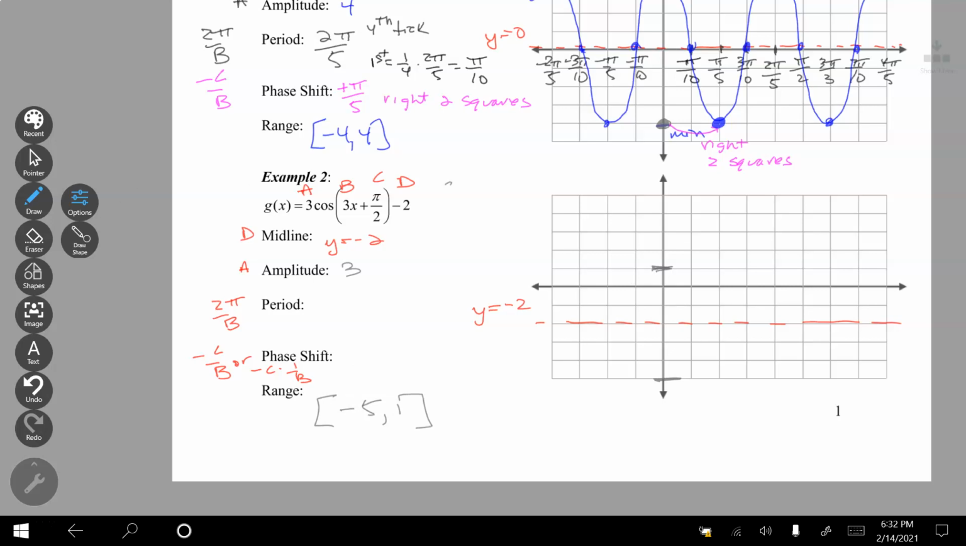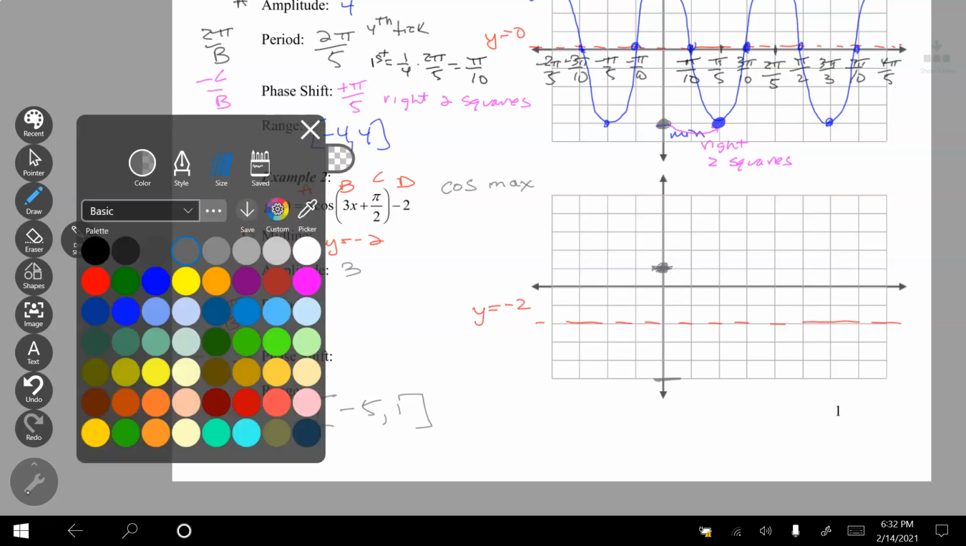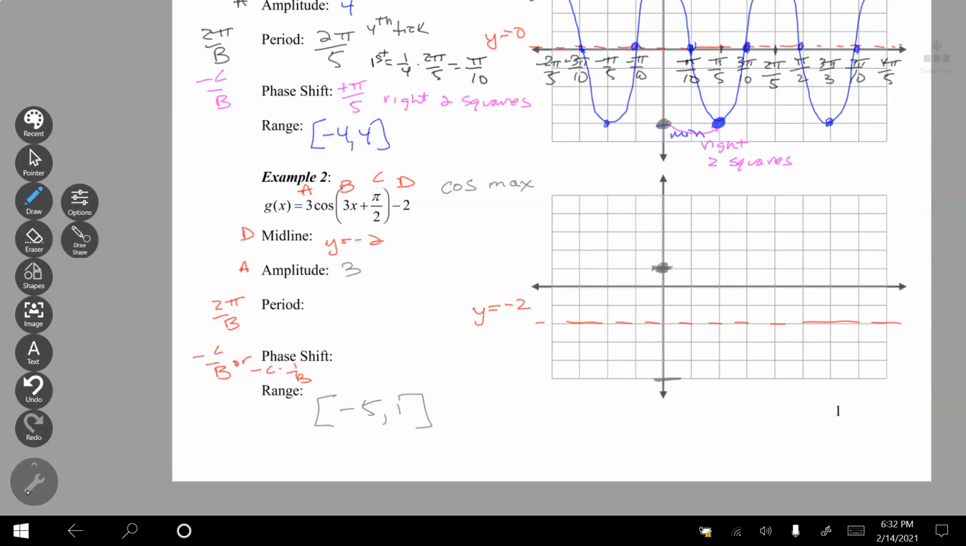This is a cosine graph, a positive cosine graph, so I'm going to start at the max this time. So my first dot, which I'm going to put here in gray, should be right here on the y-axis. My period is equal to 2 pi over b, which is going to be 2 pi over 3, which is my fourth tick mark. 1, 2, 3, 4. This is 2 pi over 3.